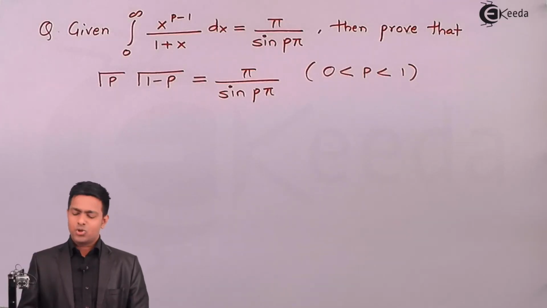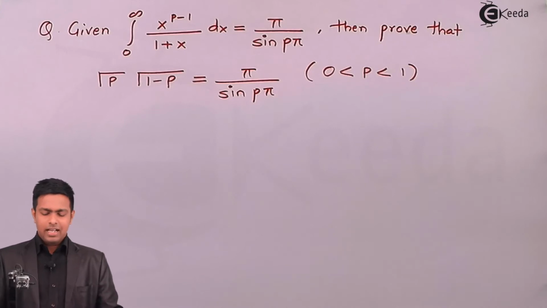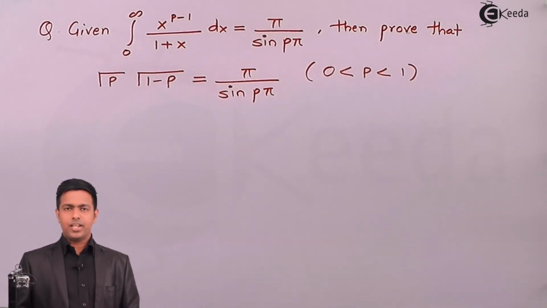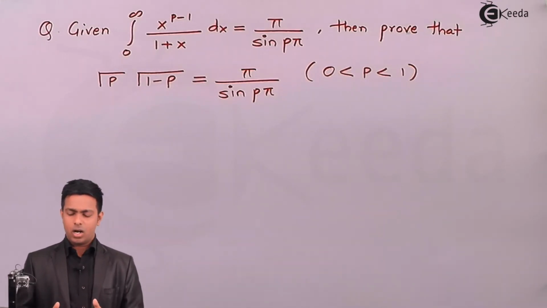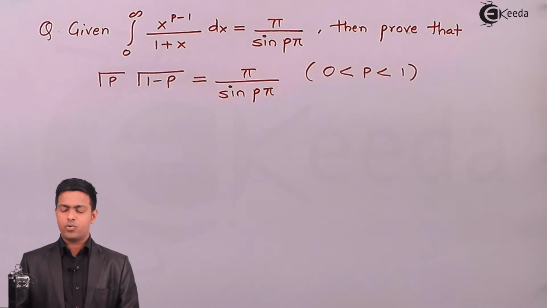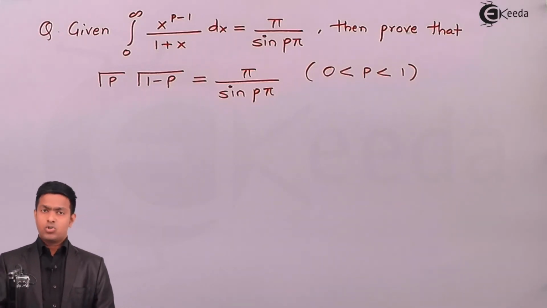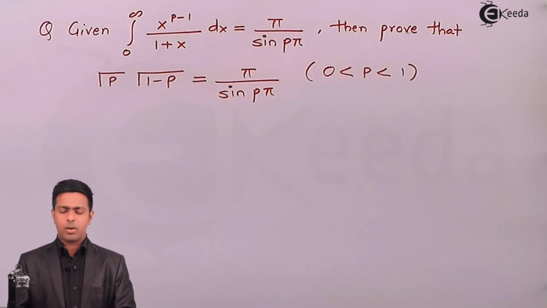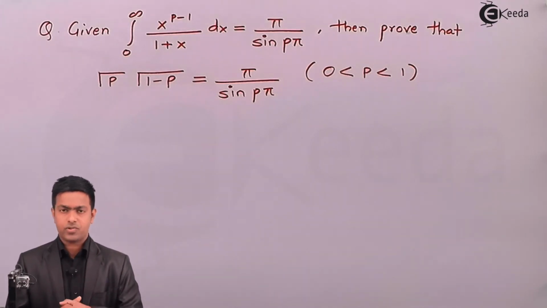Hi guys, here I have a question for you based on the beta and gamma function. The given term is the integration from 0 to infinity of x raised to p minus 1 upon 1 plus x dx, which is equal to pi upon sine p pi. So the value of the integration is given and we have to prove that gamma p into gamma 1 minus p is equal to pi upon sine p pi.